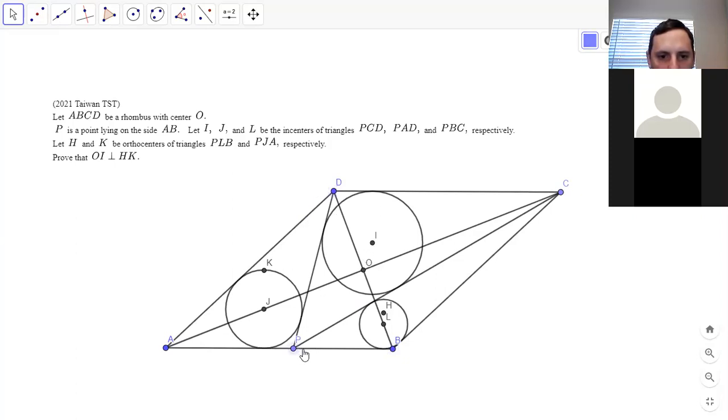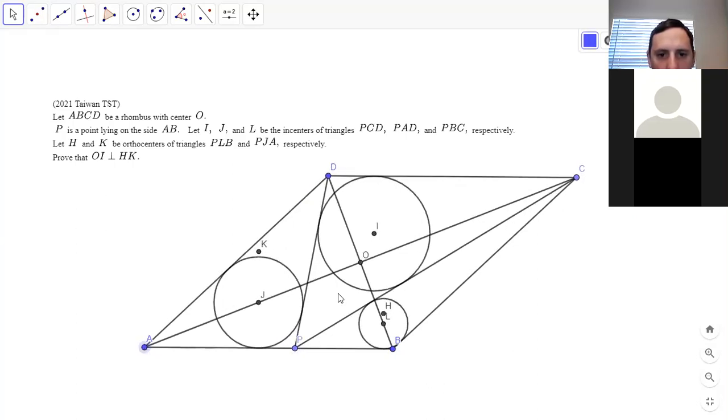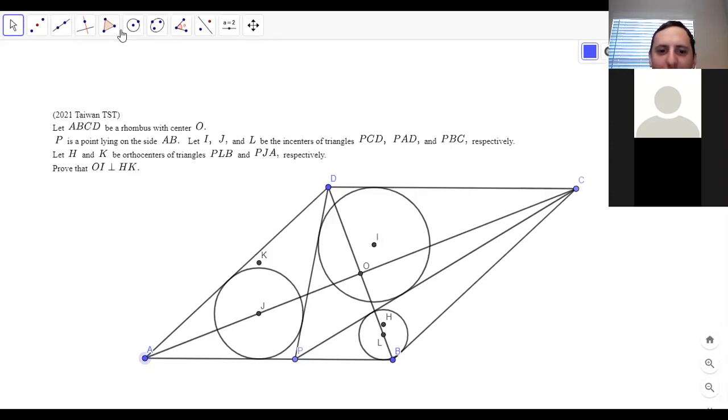So you can move A. Maybe that looks a little better. So J is the orthocenter of AKP, and L is the orthocenter of PHB, because we can flip the orthocenters that way. So I wonder if maybe we could show IK squared minus OK squared is IH squared minus OH squared. I don't know. It's a very symmetrical problem.